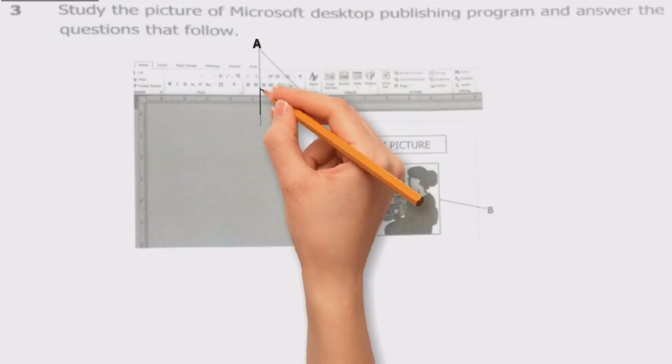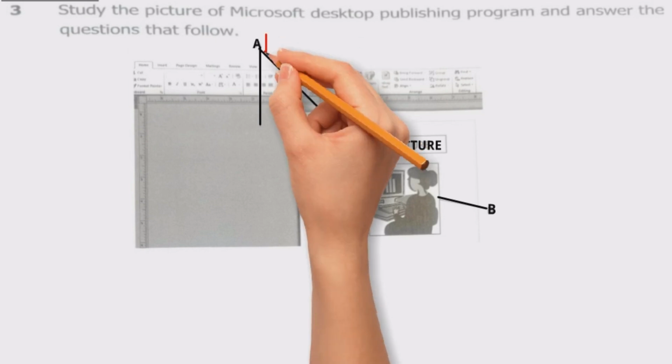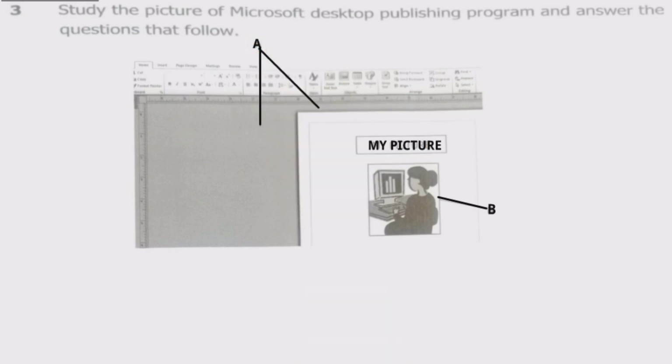Question 3 is as follows. Study the picture of Microsoft desktop publishing program and answer the questions that follow. So what you need to do is study this picture and pay attention to the labeled parts. We have part A there, and we have also another part which is labeled B. You can see where it's written my picture, and then there is also the letter B there. You need to pay attention to those, more especially those that are labeled, because there might be a question that will refer to that labeled part. Once we have studied the diagram, we can go to the actual questions and answer each question.